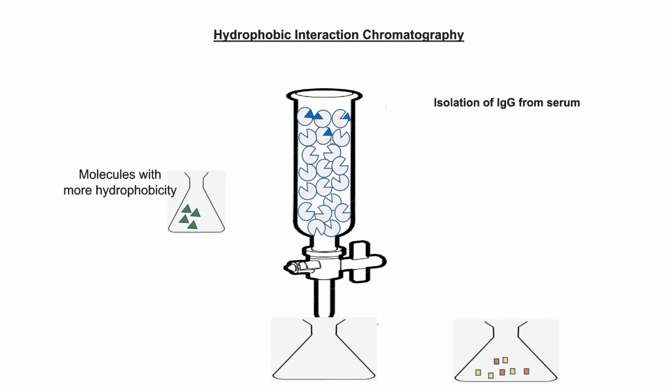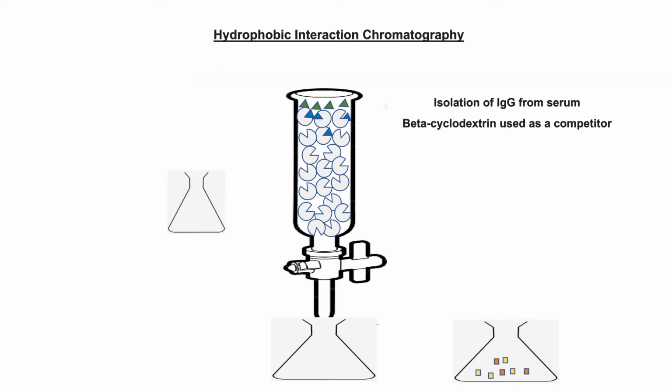It is bound to the material of the column, and now it is removed by a molecule with more hydrophobicity, that is beta cyclodextrin as a competitor. Very important molecule. One very specific use of hydrophobic interaction chromatography is the isolation of immunoglobulin G using beta cyclodextrin as the competitor. So beta cyclodextrin will simply remove the immunoglobulin G from the binding sites, and that will be collected.